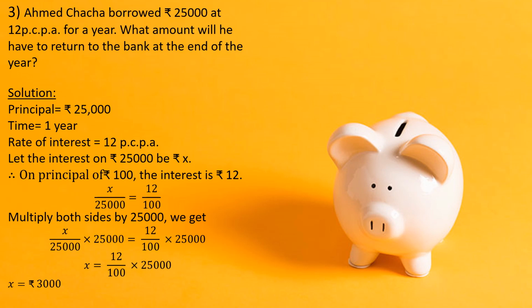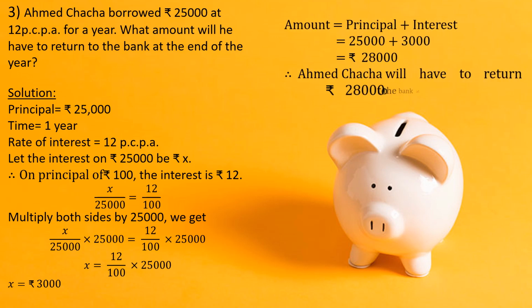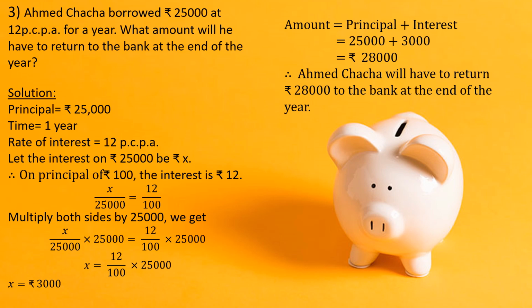If I'm finding the interest for 100 rupees, it is 12 rupees interest. So x by 25,000 is 12 by 100. Multiplying 25,000 on both the sides, I get x equals rupees 3,000 as interest. But we need to find the total amount that he will return. So total amount equals principal plus interest, that is rupees 28,000. Ahmad Chacha will have to return this to the bank at the end of the year.